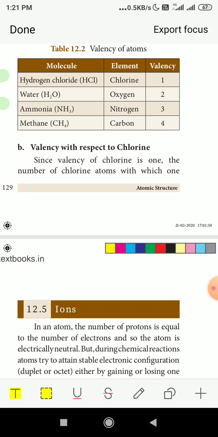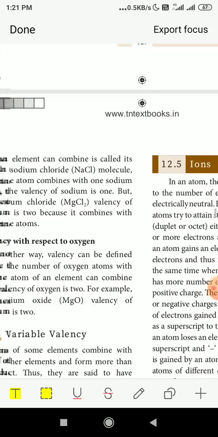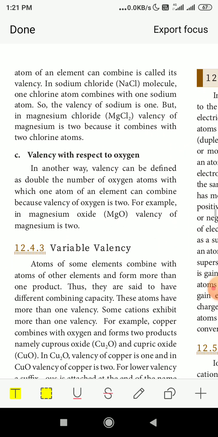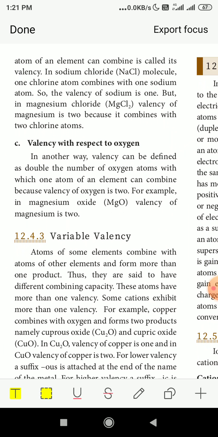The number of chlorine atoms with which one atom of an element can combine is called its valency. In sodium chloride, see, there is only one chlorine, isn't it? In the NaCl molecule, one chlorine atom combines with one sodium atom, so the valency of sodium is 1. Sodium always combines with chlorine, so it is combining with one chlorine atom, so sodium will have the valency 1.